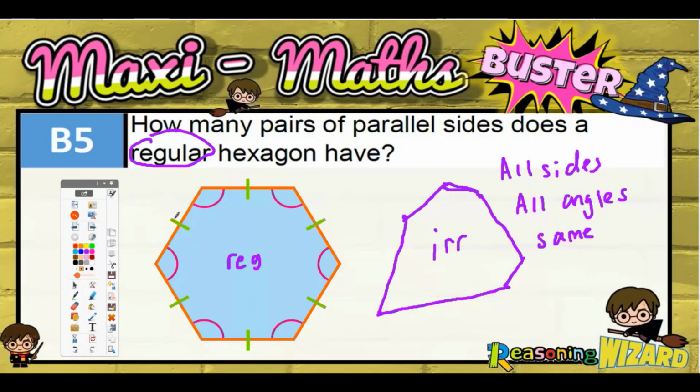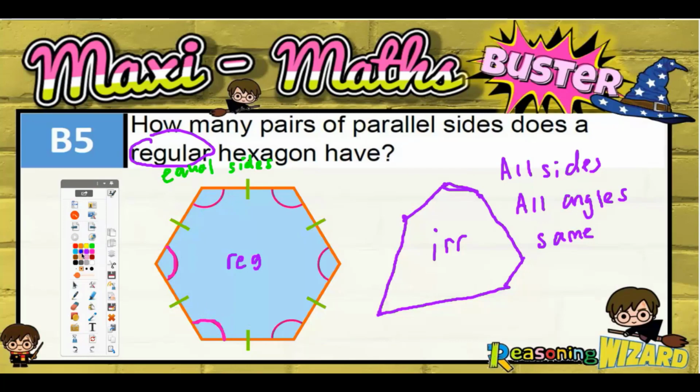Now, there are certain ways of marking things on shapes. So look at the green lines, first of all. The green lines around the edge, a little dash on each edge, show that they are equal sides. That's how you show equal length sides. All the angles are the same, and you can show that with these pink lines, that they're all the same angles, and that's why the shape's regular.